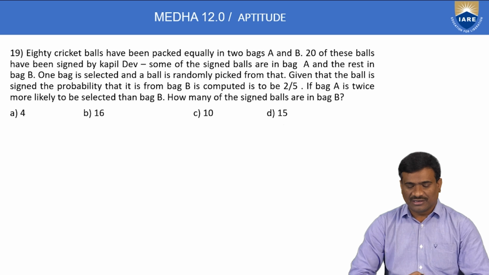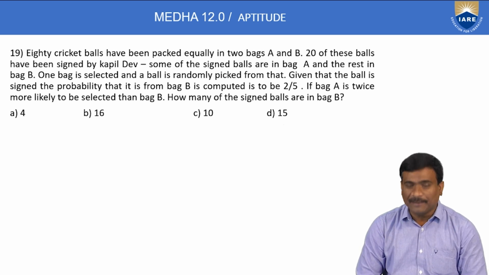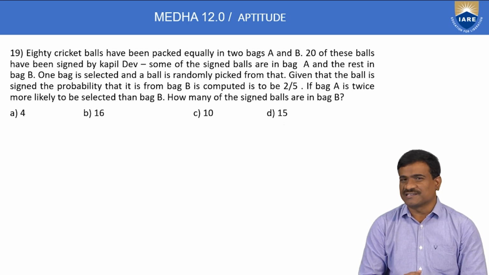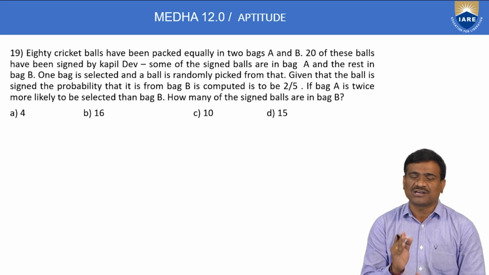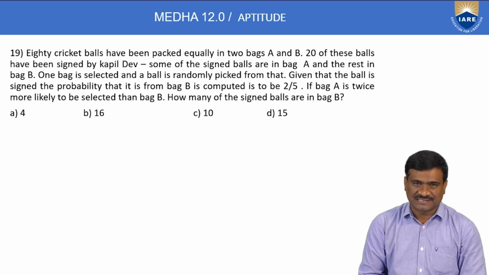Next, 19th example, probability. Probability is equal to n(E) by n(S), where n(E) is the number of events and n(S) indicates the sample space. All possible outcomes is called sample space.